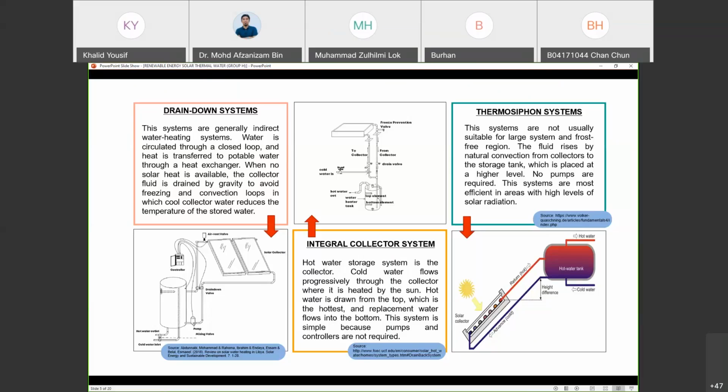And let's go to the thermosyphon system. These systems are not usually suitable for large systems and freeze-free regions. The fluid rises by natural convection from the collector to the storage tank, which is placed at a higher level. No pumps are required. These systems are most efficient in areas with a high level of solar radiation. And thank you so much. I'm going to pass it to my friend.